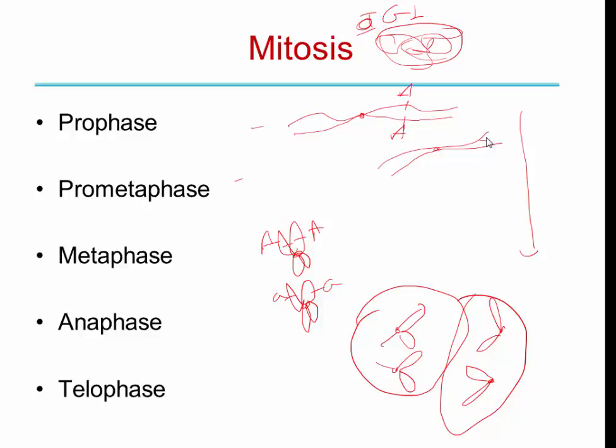So chromosomes spread out, chromosomes condense, line up, and separate. And in mitosis, the chromatids separate.